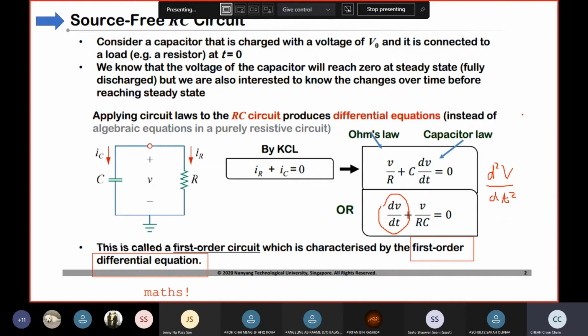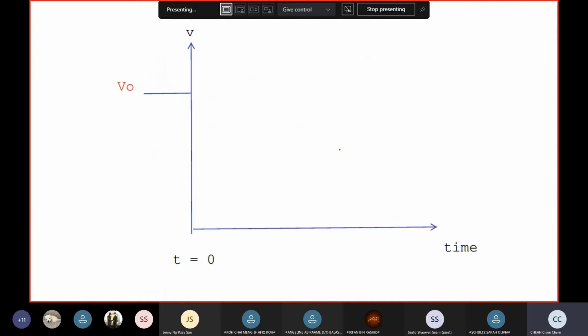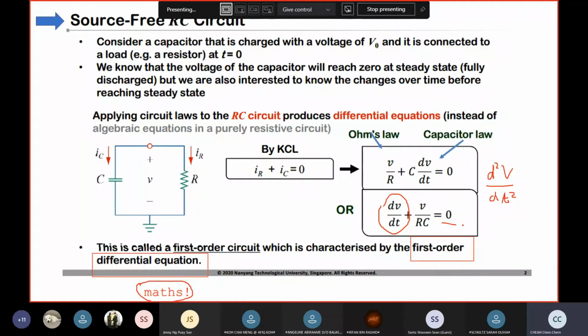But unfortunately, in differential equations, dV/dt is not equal to V, right? dV/dt is the change of V over time. This means that you need to know the math part. Okay, here I'll briefly review it. Okay, what we want to know is how this voltage will change over time. I want to get voltage as a function of time from this equation. How your voltage will change over time by solving this differential equation.